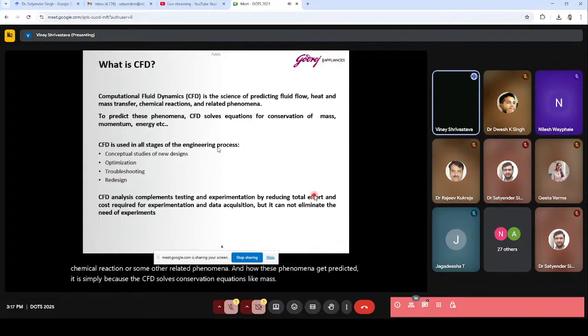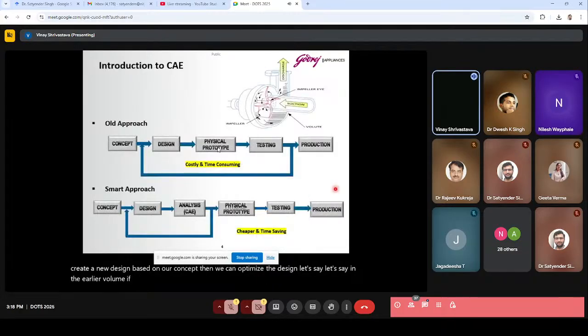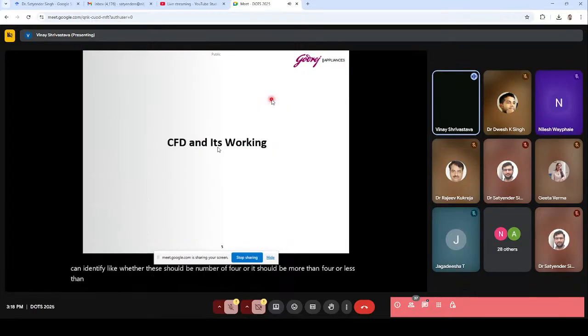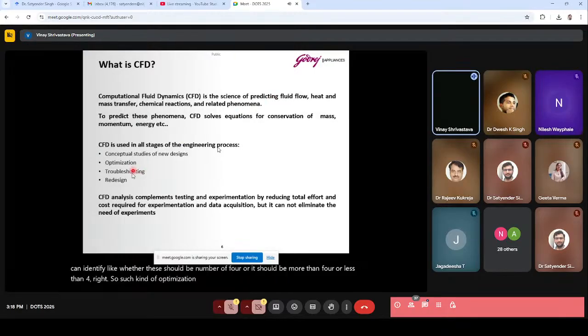And as I showed you earlier, with the help of CFD we can create a new design based on our concept. Then we can optimize the design. Let's say in the earlier problem, the number of blades was initially four, but with the help of CFD we can identify whether it should be four, or more than four, or less than four, right? So such kind of optimization we can do, then troubleshooting, and finally redesign. These are the things we can do with the help of CFD.